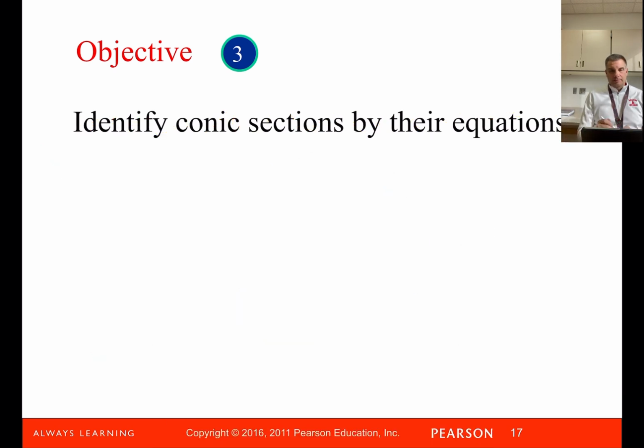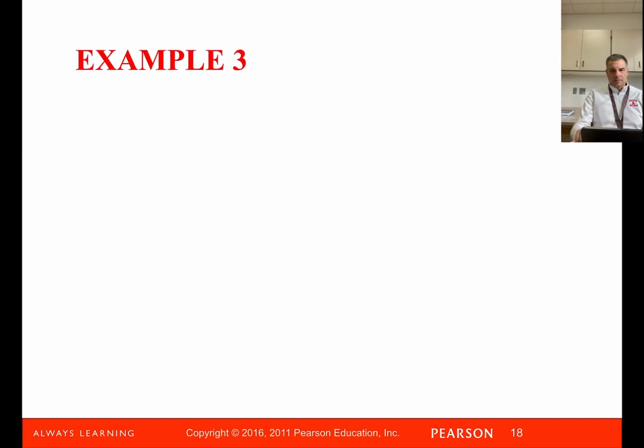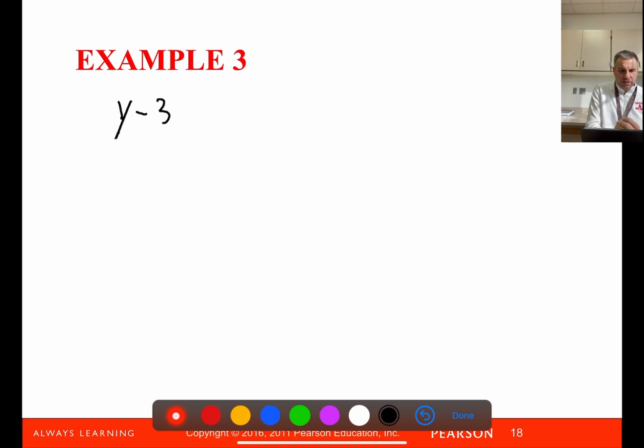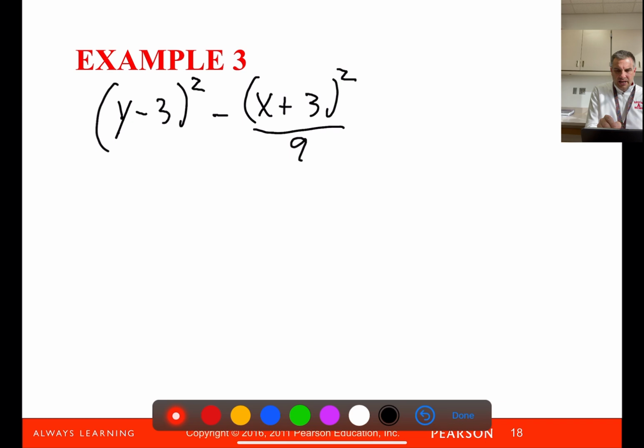One last one. Okay. Let's go with y minus 3 squared minus x plus 3 squared over 9 is equal to 1. It has to equal 1. It's subtracted. We know it's a hyperbola.